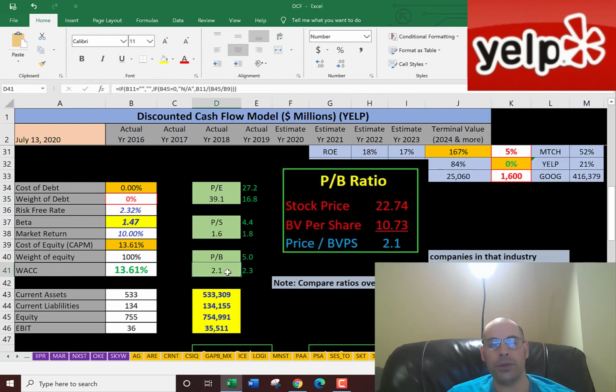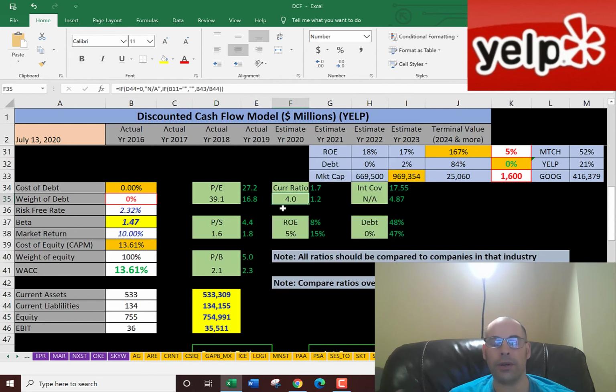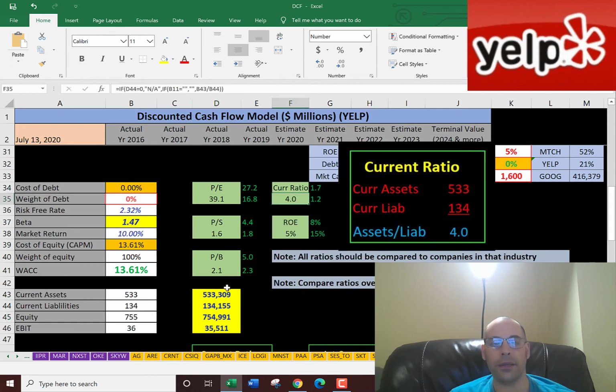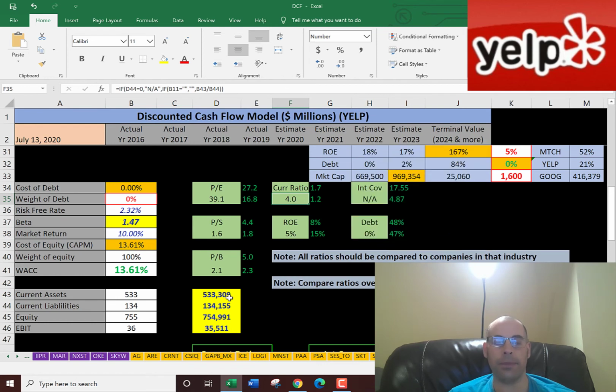Price to book is pretty good, 2.1. That's price of stock over book value per share. And book value is the equity, which is assets minus liabilities. They have a good current ratio of 4.0. That's current assets over current liabilities. It might actually be too high of a ratio. They don't need that much current assets, but at least it's above 1.